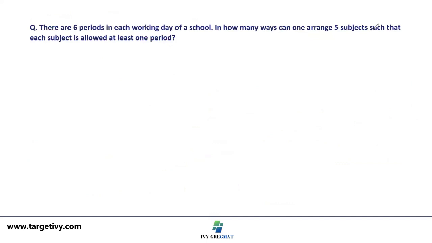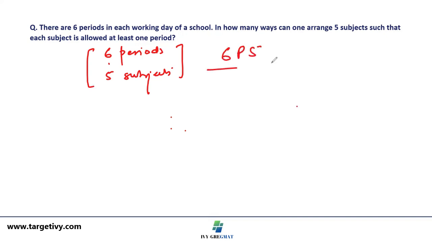There are 6 periods in each working day of the school. In how many ways can one arrange 5 subjects such that each subject is allowed at least 1 period? Fairly simple question. Let's say there are 6 periods and there are 5 subjects. So the 5 subjects are to be arranged in 6 periods. So it's 6P5, 5 subjects in 6 periods.